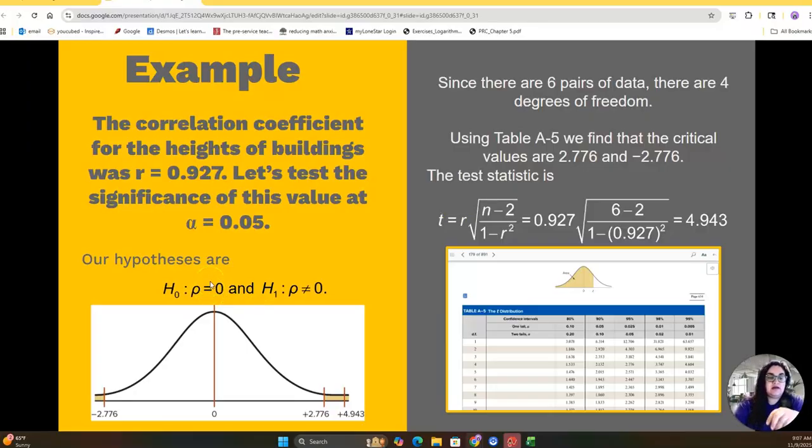Okay, so to run a hypothesis test, you first write your hypothesis. Our null hypothesis is no correlation, but we are testing the alternative hypothesis that there is a correlation. So that is our H1. Then from there, we need to run our test statistic. I've done that over here, and we need to find our critical value.